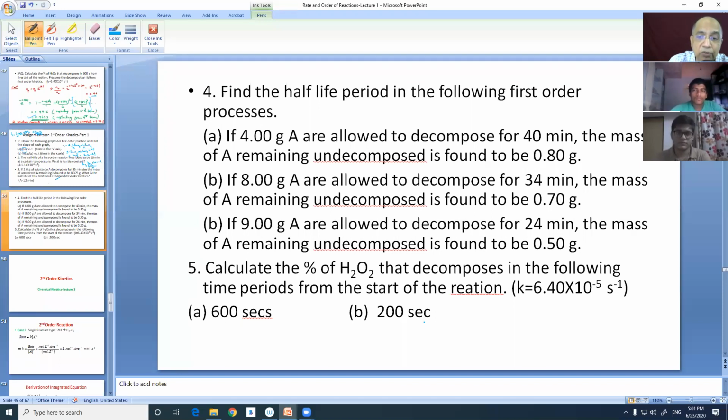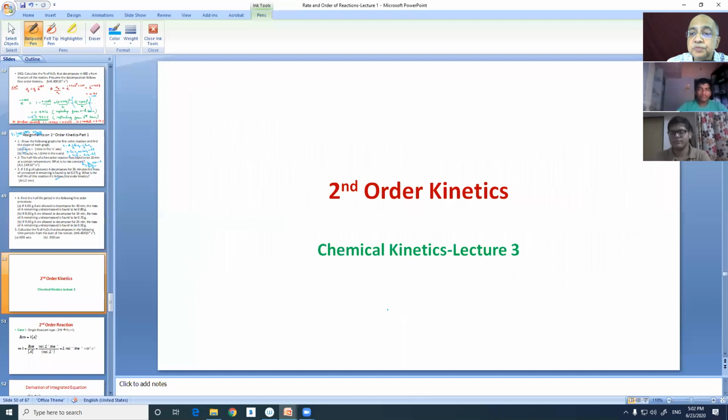So you use the Euler power series equation. Then take 3 terms and get directly the fraction which is decomposed, meaning what fraction is gone. Directly multiplied by 100 it will give the answer of what percentage of H2O2 is decomposed. Now, today's program will be second order kinetics.